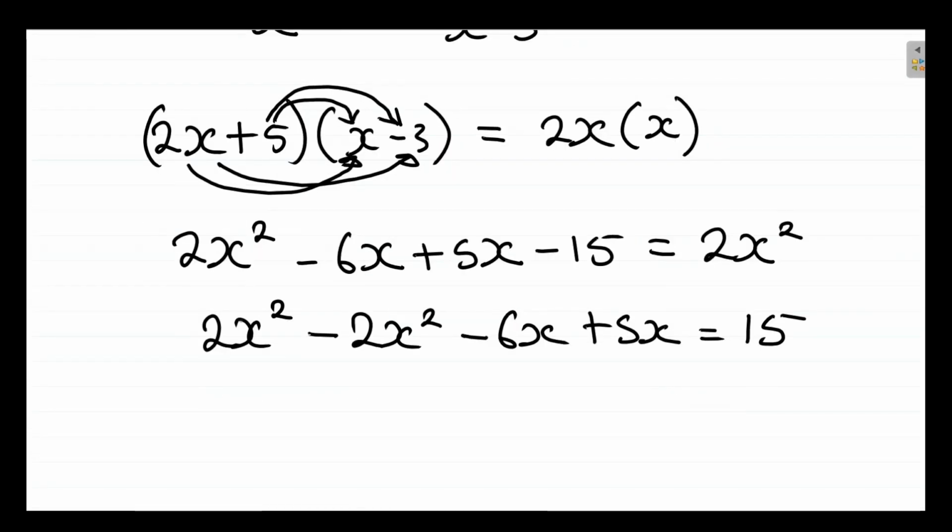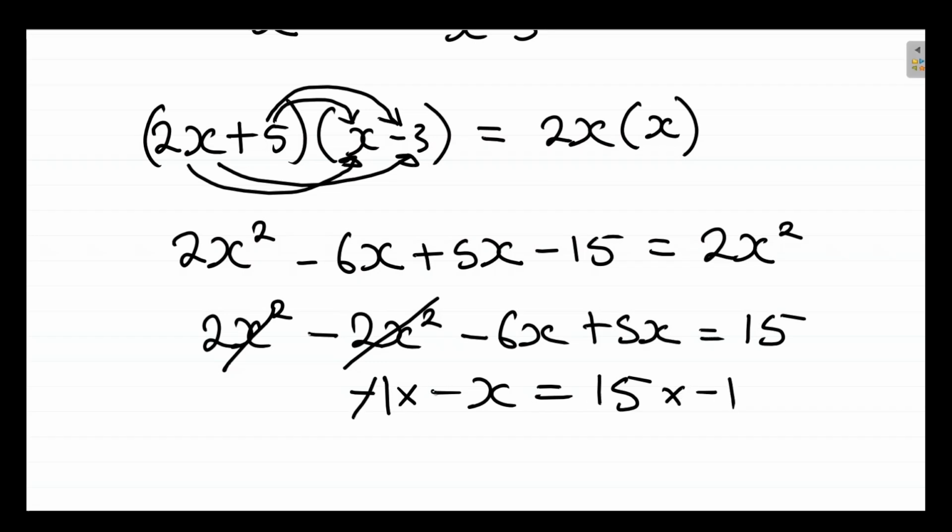So from this point, 2x squared can cancel out 2x squared. Minus 6x plus 5x is giving us negative x equal to 15. So if we multiply this equation by minus 1, we have that minus, we cancel out minus, so x is equal to minus 15.